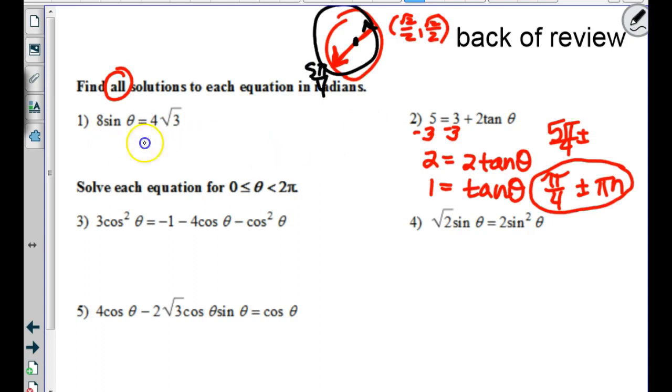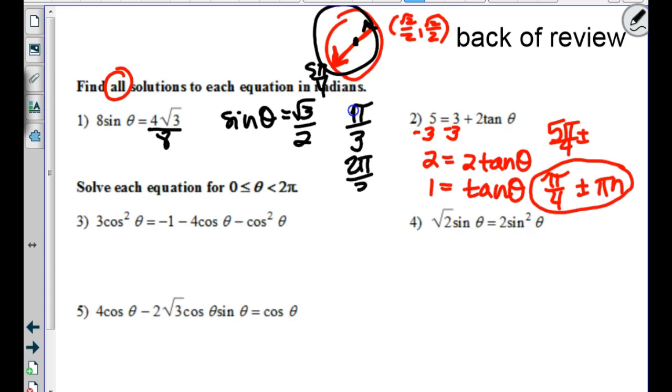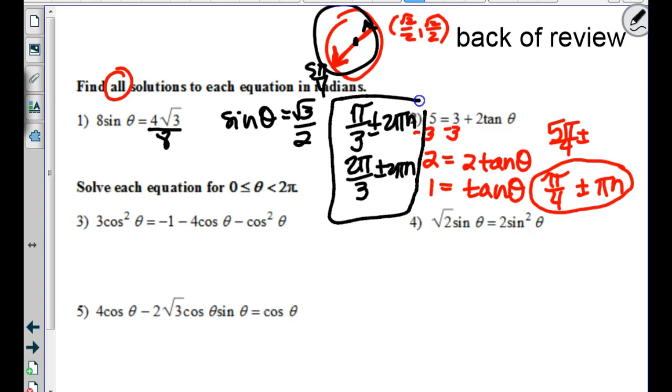Number 1, same thing. Do we need to do that one? Just divide by 8. So you'd get the sine of theta would be reduced 4/8, square root of 3 over 2, which would be pi over 3 and 2 pi over 3. Did I do that right? Yeah. And those would both need plus or minus 2 pi n. Okay. And how did I know to put the plus or minus on? It said all solutions, right?